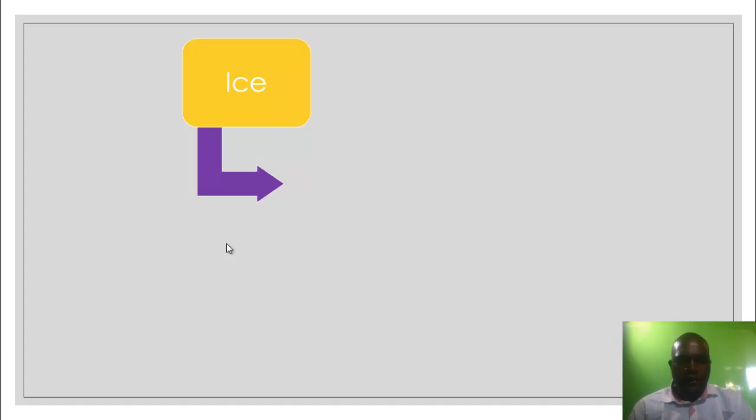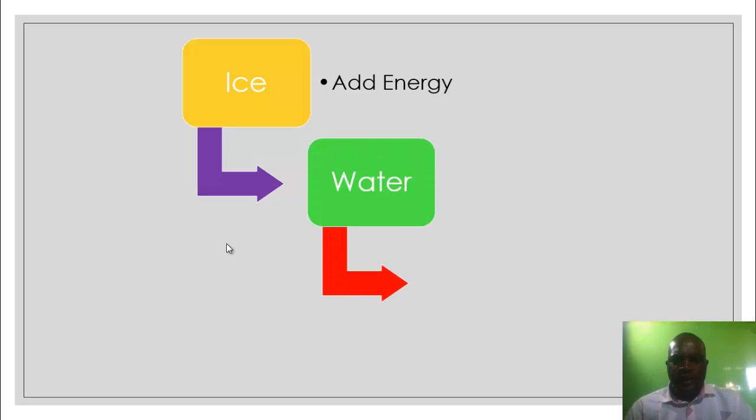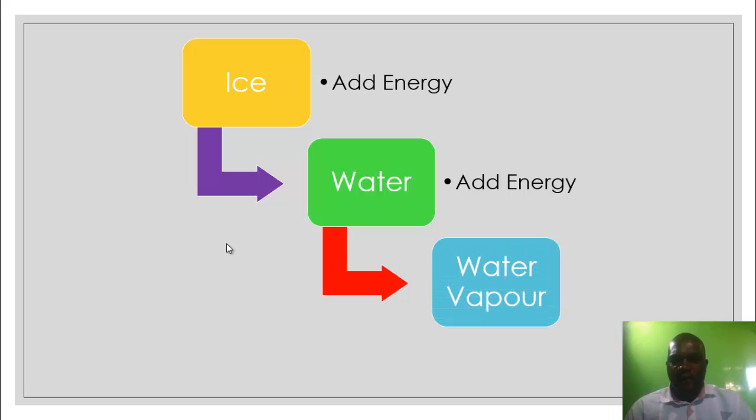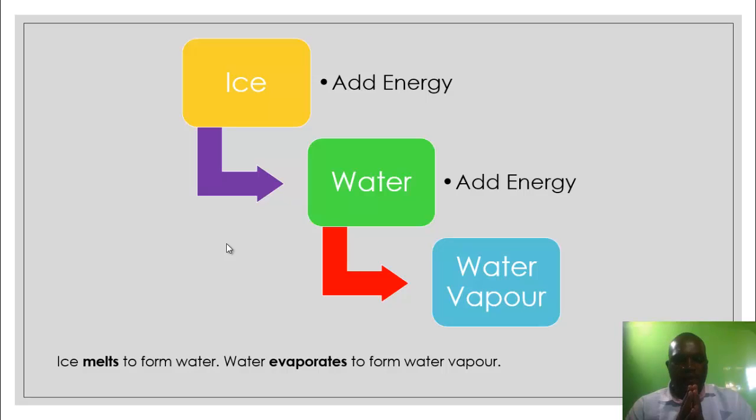So first we have a block of ice and we add energy. In this case, we are using a candle or a stove, which is going to provide us with heat. And then number 2, the ice is going to be converted, or it's going to change into what? Into water. And then we add energy again and we end up having water vapor. That's what we call steam coming out of our what? Out of our container. So ice melts to form water and water evaporates to form water vapor.